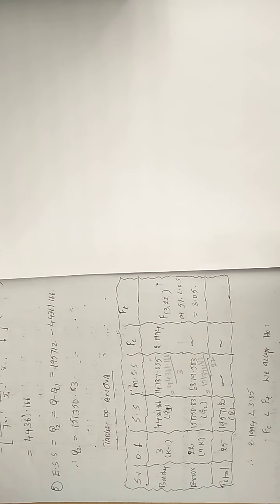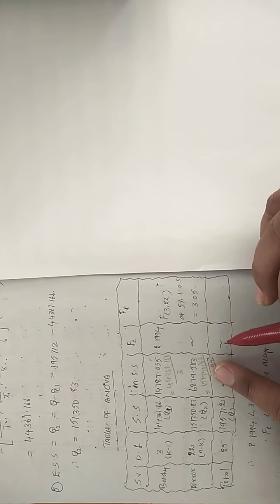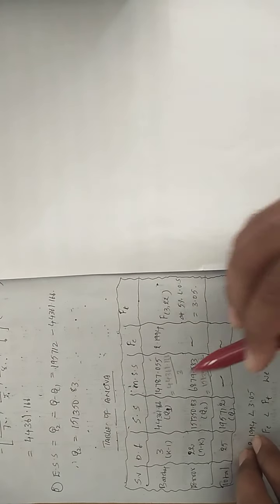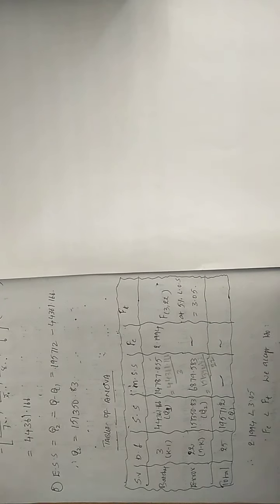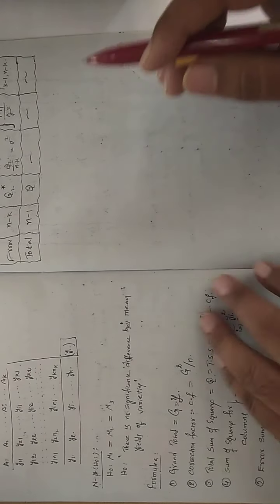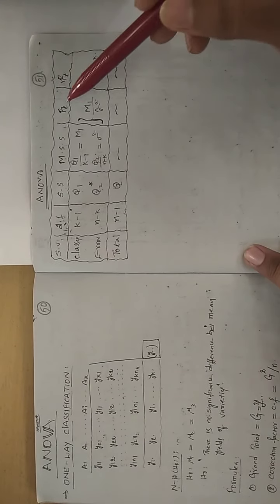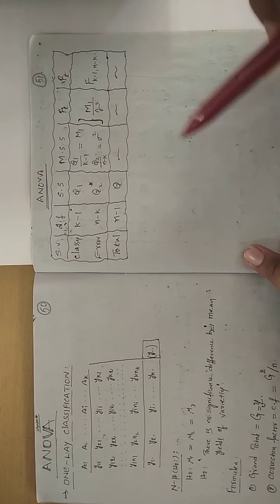Okay. Now how to get FC? So what is the FC? This first value divided by this second value. So go to the theory. Check here in the theory: how to get FC? This value divided by this.